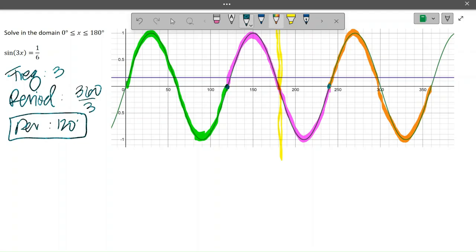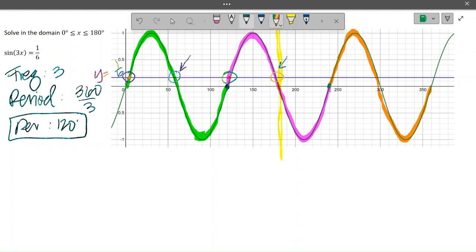So per the usual, the graph represents sine of 3x. This blue line right here represents y equals 1/6, which is where we are finding the intersection with sine of 3x. So we have one solution here, and we also have these two solutions. What you're going to notice is from this point to this point, it's exactly 120 degrees. And then from this point to this point is exactly 120 degrees. So that's what the meaning of the period is.